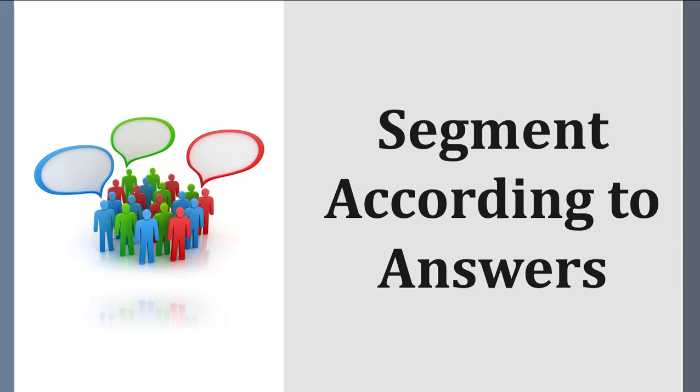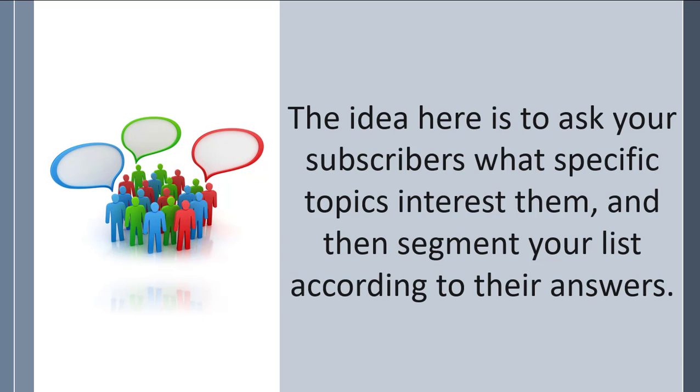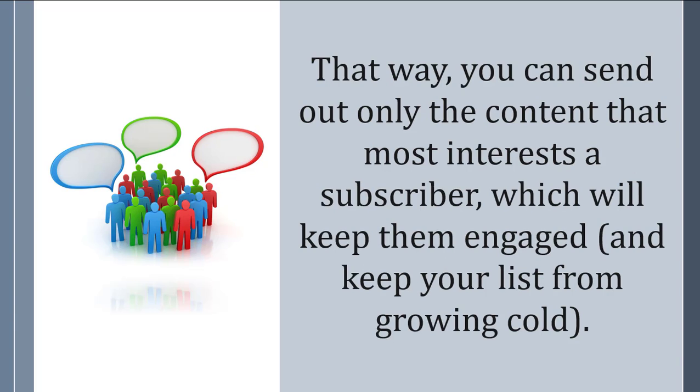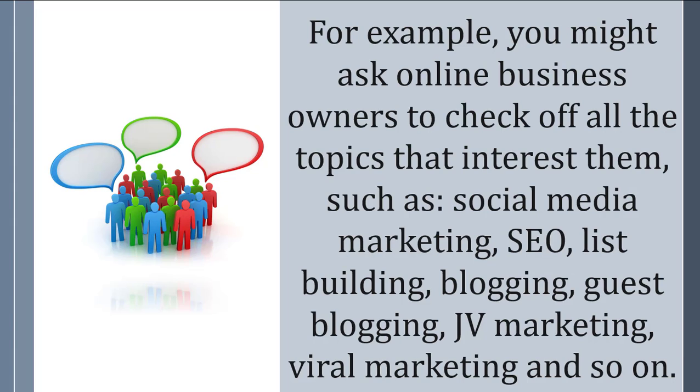Segment according to answers. The idea here is to ask your subscribers what specific topics interest them and then segment your list according to their answers. That way, you can send out only the content that most interests a subscriber, which will keep them engaged and keep your list from growing cold. For example, you might ask online business owners to check off all the topics that interest them, such as social media marketing, SEO, list building, blogging, guest blogging, JV marketing, viral marketing, and so on.